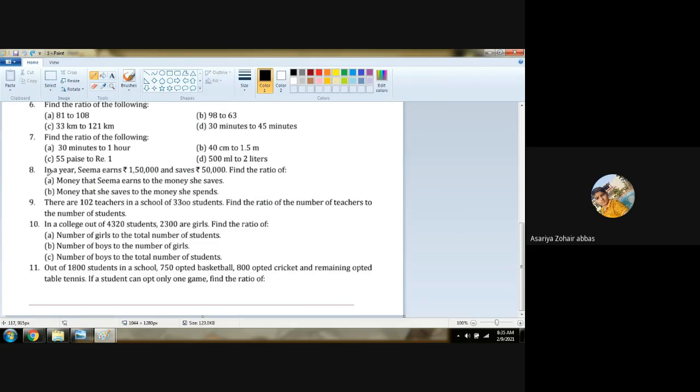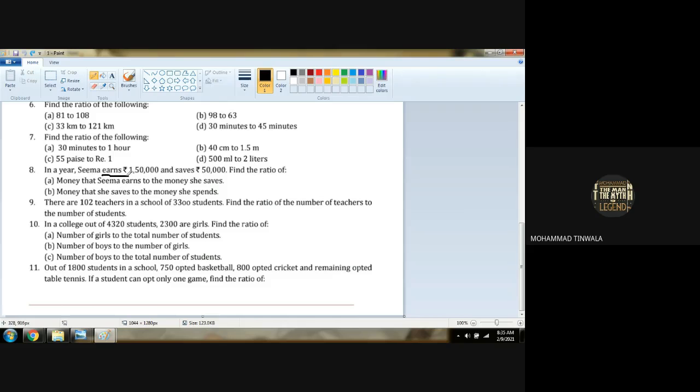In a year, Seema earned 1,50,000 and saved 50,000. Find the ratio of money that Seema earned to the money she saves, and money she saves to the money she spends.